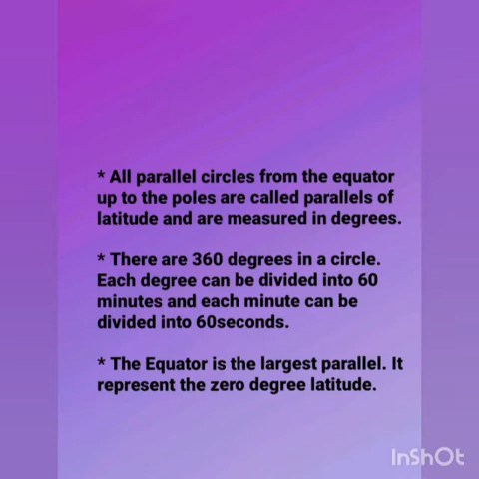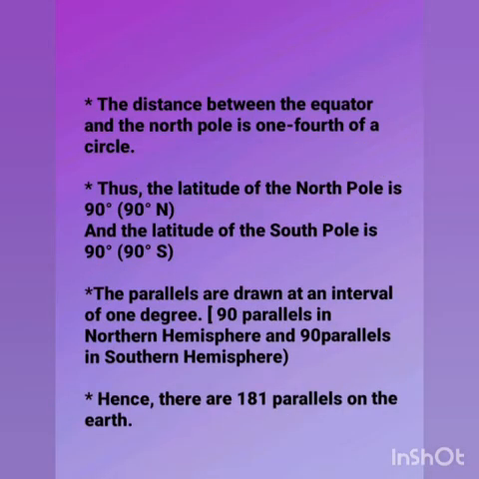And this equator is represented as 0 degree latitude, because it is the line which divides the earth into two equal parts. From that 0 degree towards the North Pole, all the parallels drawn in the northern hemisphere are drawn at an interval of 1 degree. In the same way, the parallels drawn in the southern hemisphere are drawn at an interval of 1 degree.